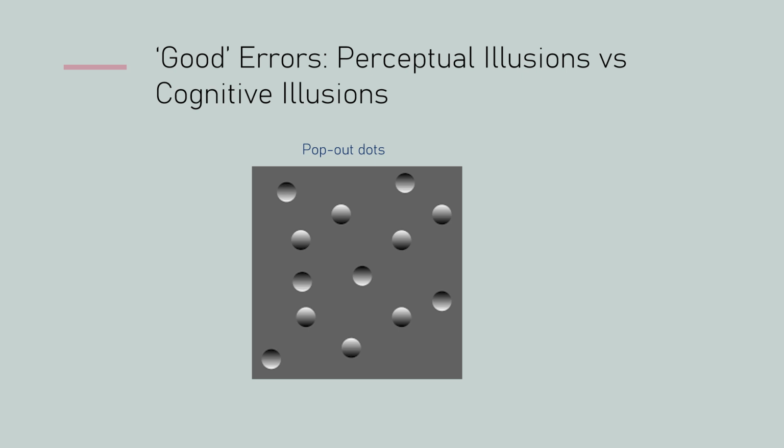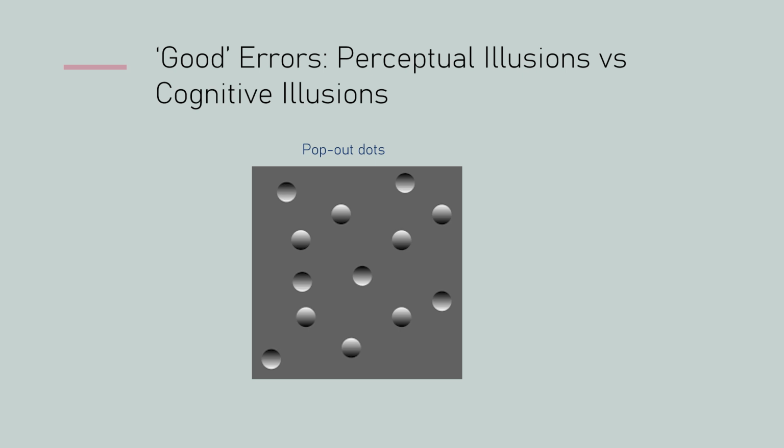There are in fact no concave and convex dots. So what's actually going on here? Well, our brain, as is often the case, does not have sufficient information to know exactly what is going on. So it uses heuristics to make a good bet.